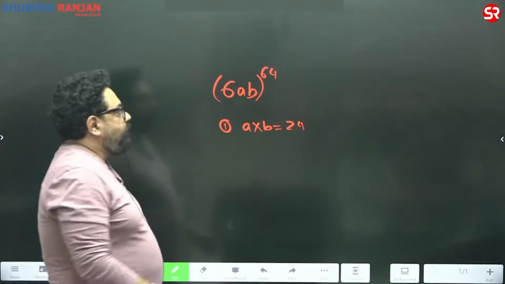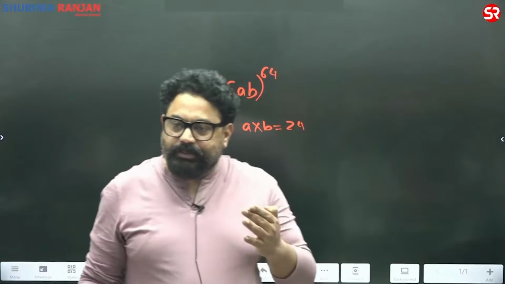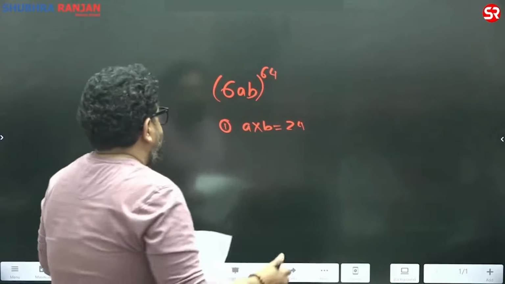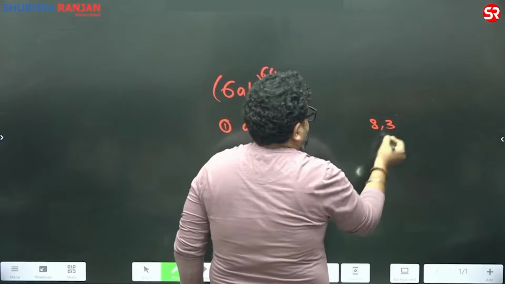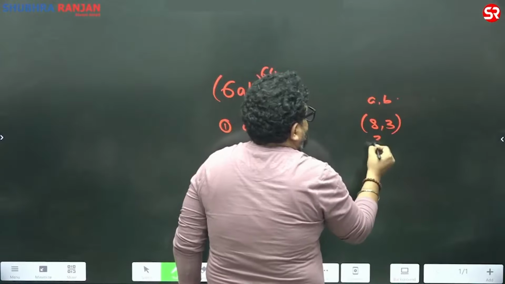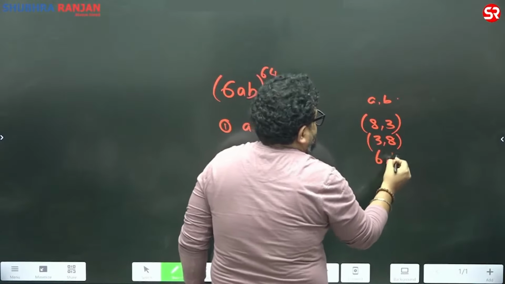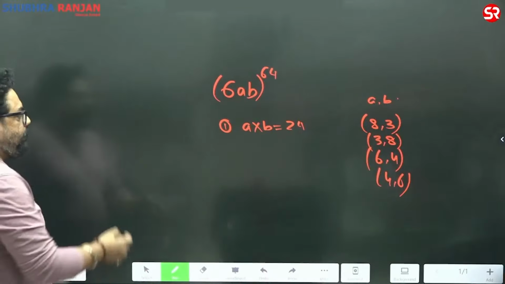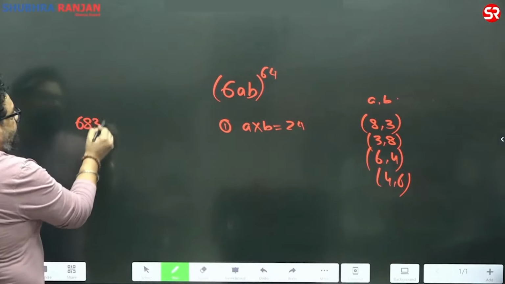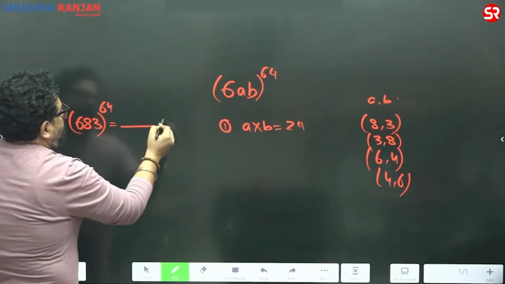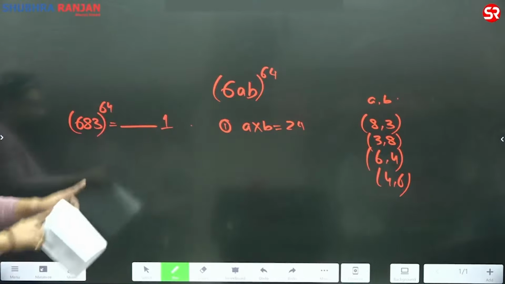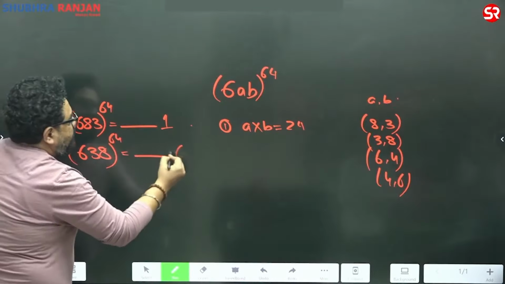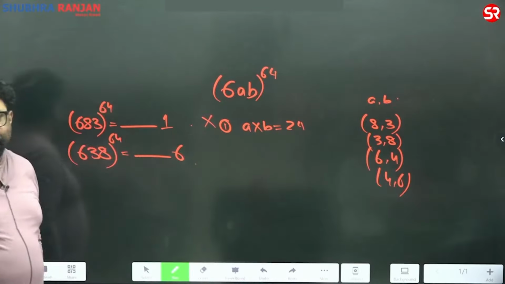How many sets are possible when A and B are, look, he has mentioned A and B are the tens place and unit place, right? So it would be 8, 3, if I talk about AB, 3, 8, 4, 6 and 6, 4, right? If I put 683 raised to the power 64, unit digit would be 1. But if I put the second option, 638 raised to the power 64, unit digit would be 6. Answer is not unique. First is not giving you the answer.